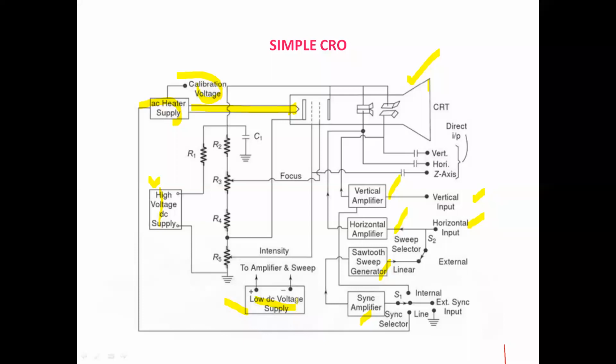Okay, so the high voltage DC supply is provided through the potential divider R1, R2, R3, R4 and R5. Is it clear? Next, in this there is a potentiometer. This is R3. The purpose of this potentiometer is that it is connected to the focusing anode.